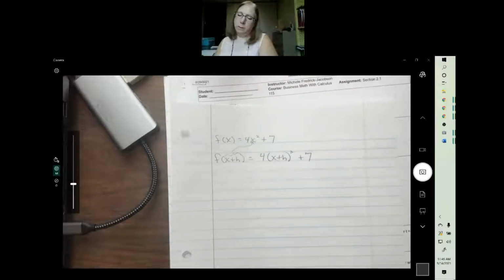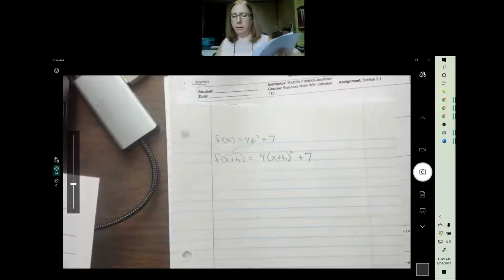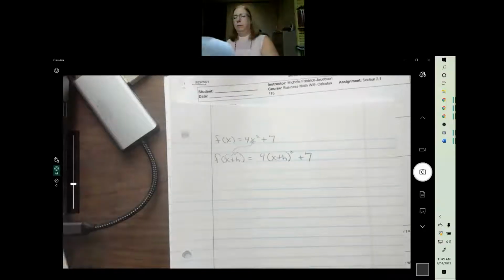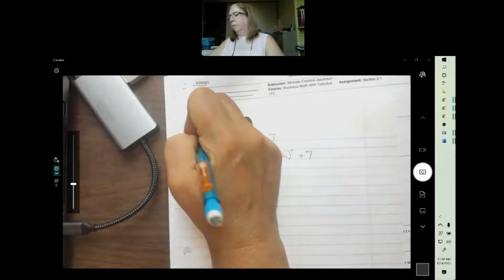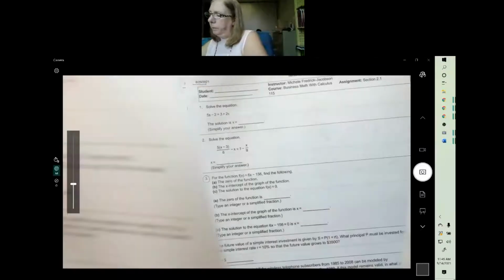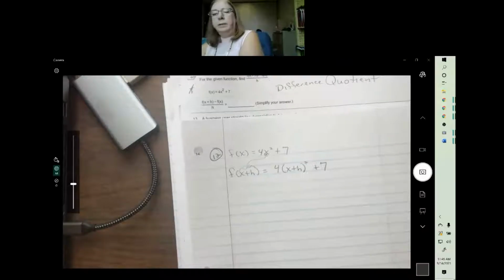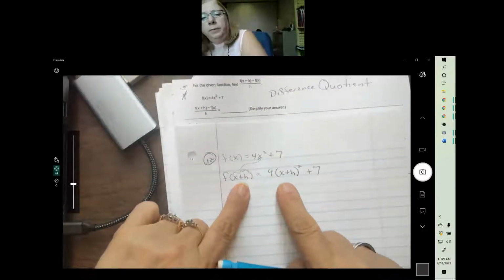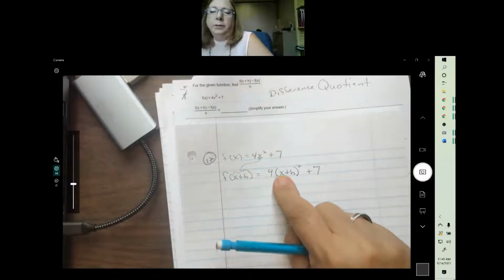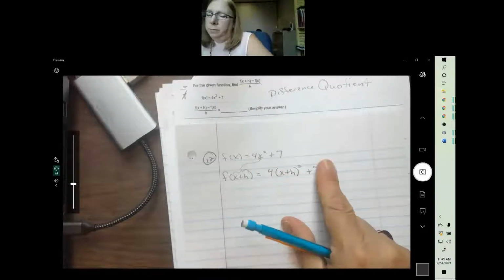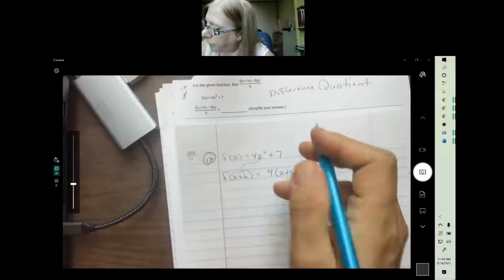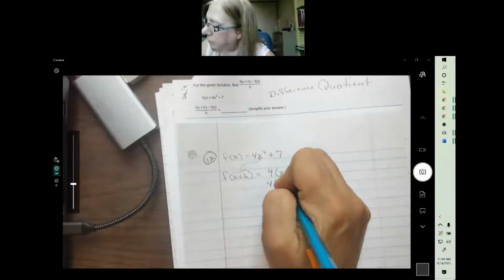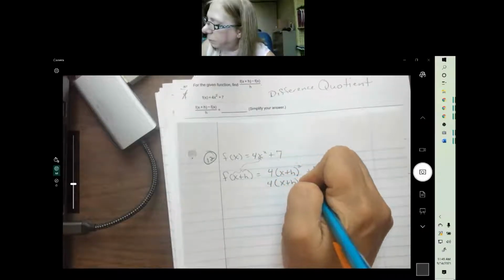For number 10, well, this is the difference quotient. When you first plug in the x plus h, you want to be careful. The first thing students like to do is x squared plus h squared. But you can't because of that plus sign. It actually needs FOILed: x plus h times x plus h.